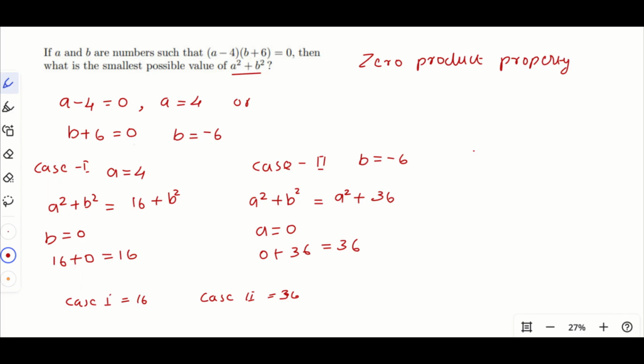Whenever you see a format that is x times y equal to 0, remember the zero product property. Whenever you see a question in this format, you should remember this property. So either the first factor is 0 or the second factor is 0. Then choose the remaining variable to make the required expression as small as possible. So here it was a is equal to 4, which gives 16 plus b square, whose minimum is 16. And for b equal to minus 6, which gives a square plus 36, whose minimum is 36.